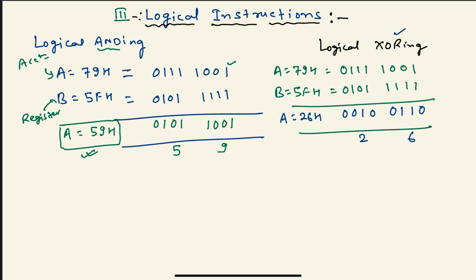For the same numbers, as in the earlier example, I had taken A is equal to 79H, B is equal to 5FH, and here also for the XORing operation I have taken the same numbers, A is equal to 79H, B is equal to 5FH. But as per the operation, this result is different from the earlier one: whatever we got there as 59H, now for the same numbers we got the result as 26H. Now we have to see the logical ORing operation.